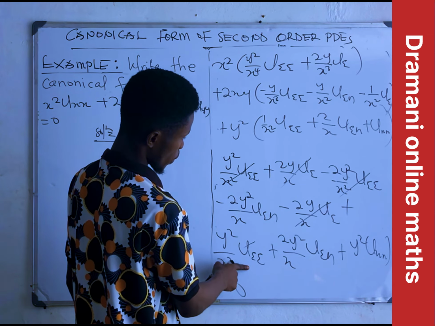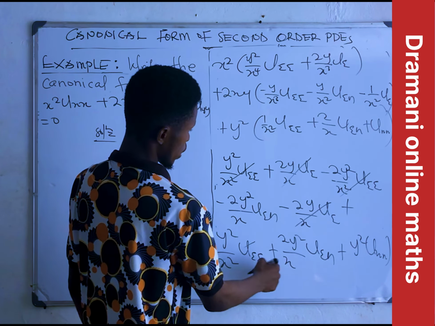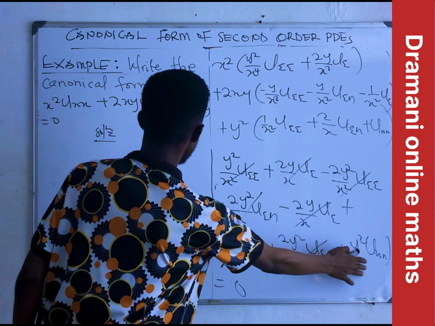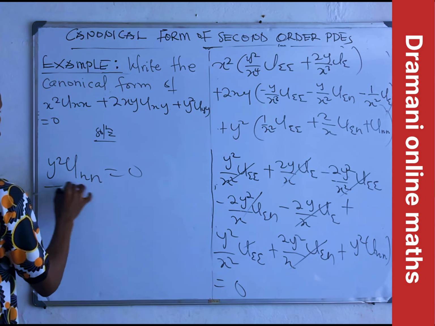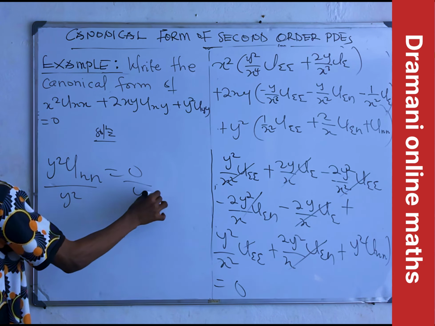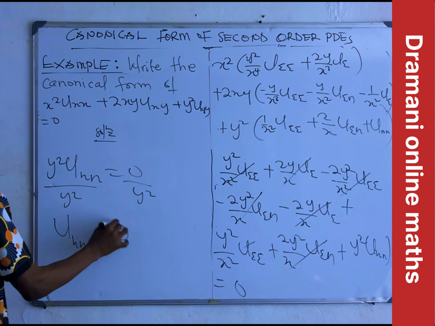Okay, this one has already been cancelled out. We have negative 2y squared over x, positive 2y squared over x. This and that are the same, they will go, leaving only this. So we have y squared u eta equals 0. You divide here by y squared, here by y squared. So it means that my u eta is equal to 0.